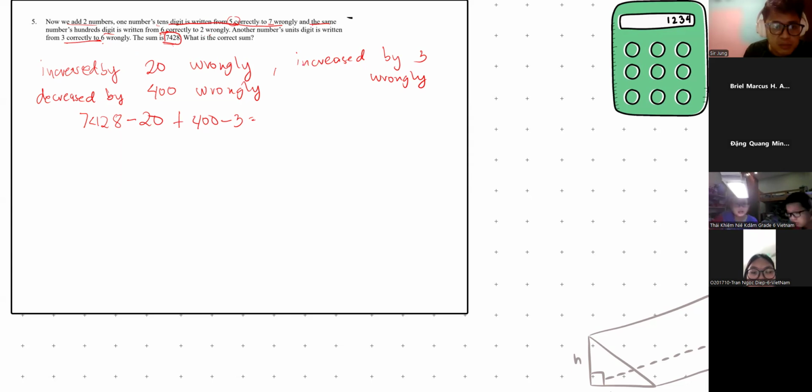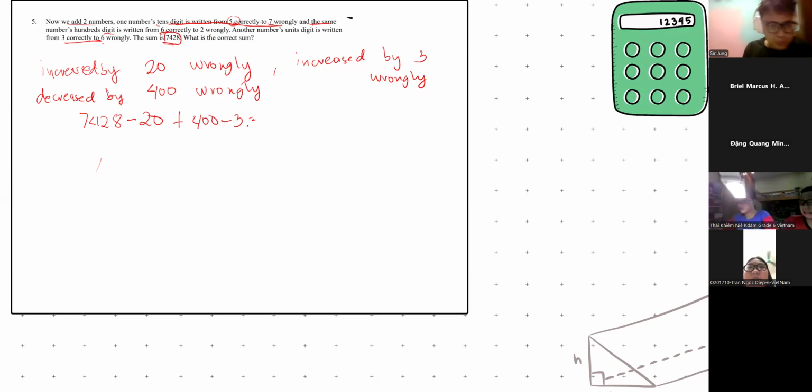This is decreased because we have 3 to 6. Sorry. No, wait. Am I correct? 5 to 7 wrongly. So we increase the sum by 20 wrongly. 6 to 2. Yes, that's correct. Increase by 3. This is correct. No worries.